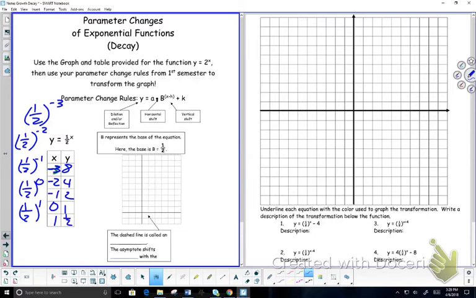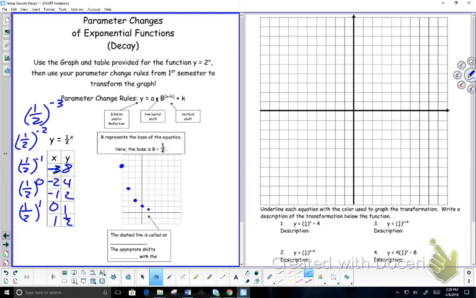Do these numbers look familiar to you? They're reversed. It's like if you take that other parent function, you flip it over. So, negative 3, 8. Negative 2, 4. Negative 1, 2. 0, 1. Notice how that 0, 1 stays right there, doesn't it?